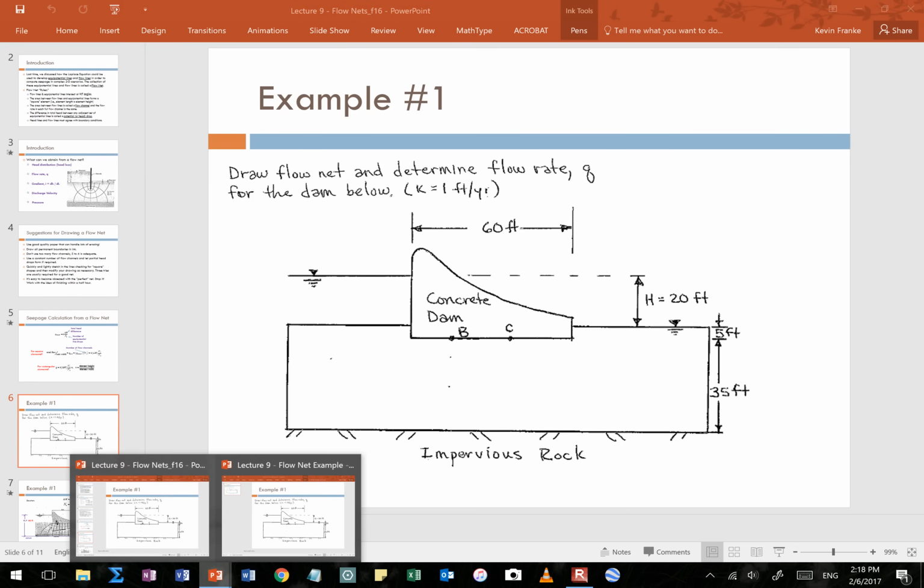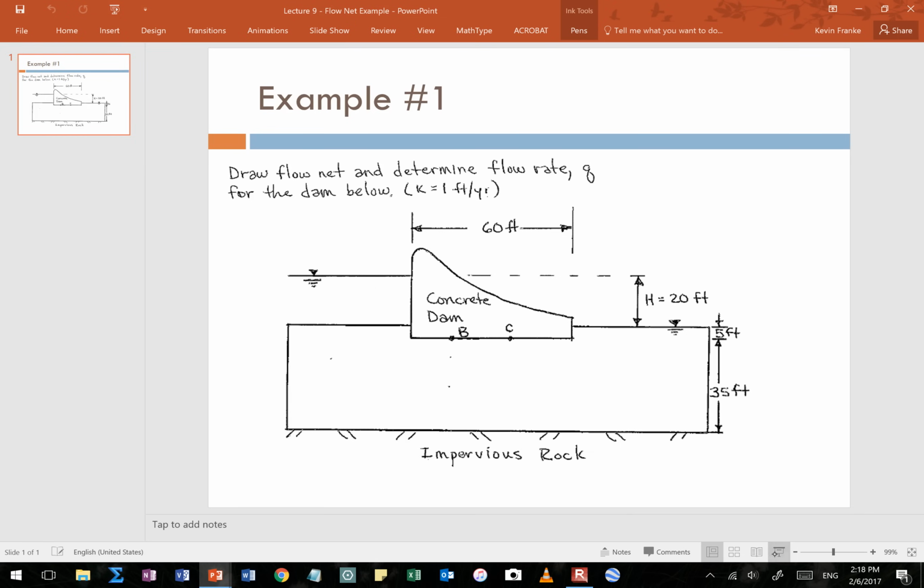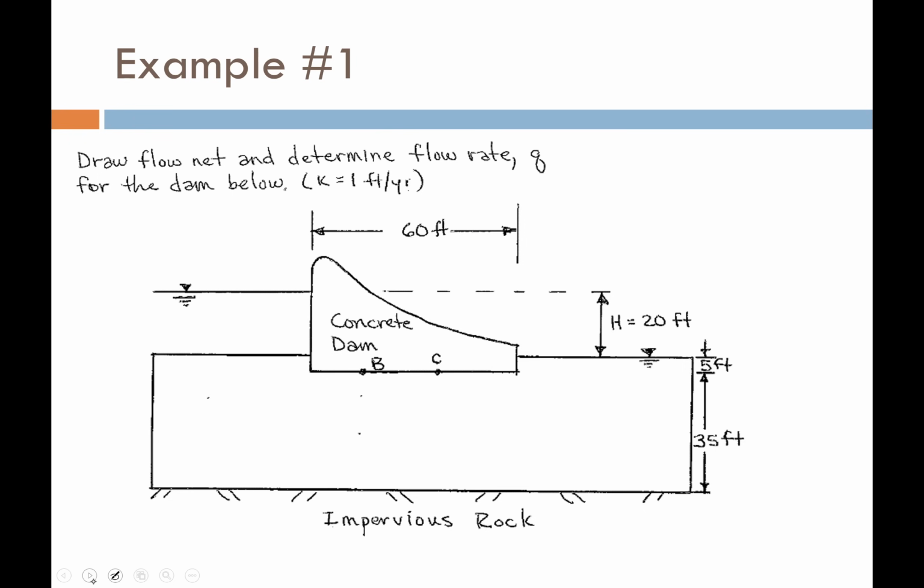So I've actually set up another little slide here, and we're going to use this slide to draw the flow net. So I'm going to change the color of my pen to blue, and that's going to represent my flow lines.